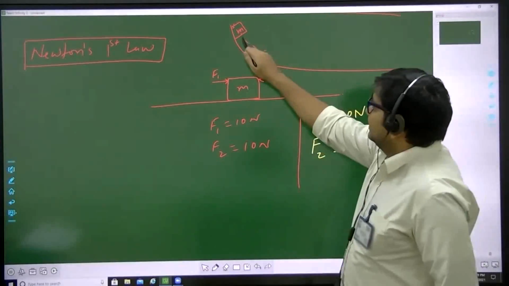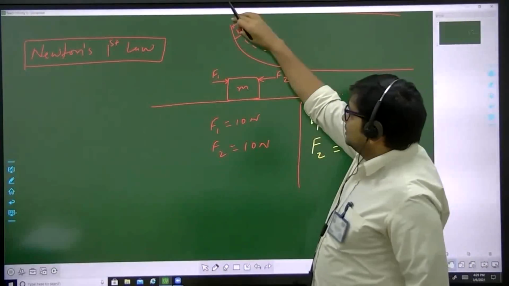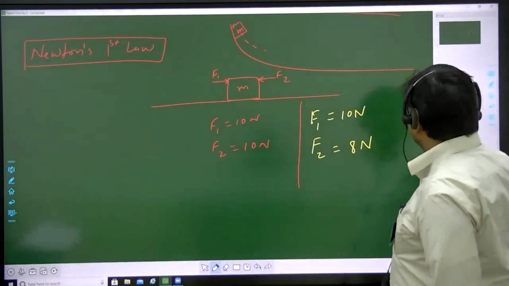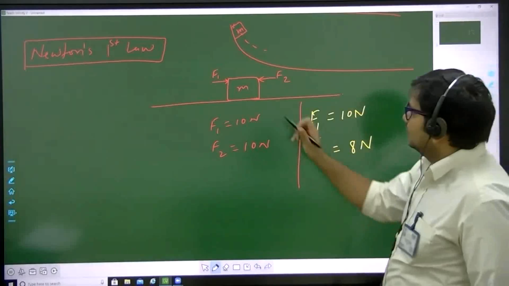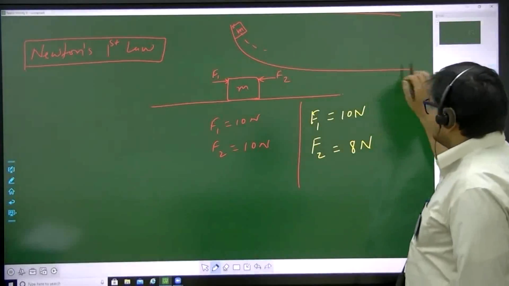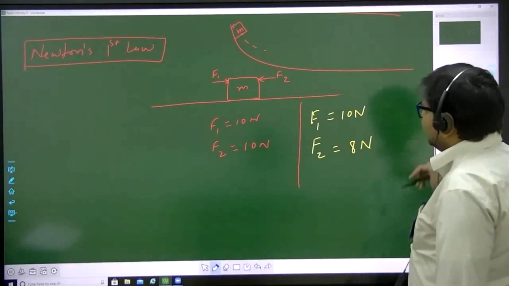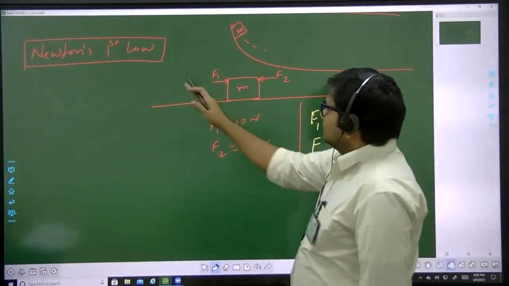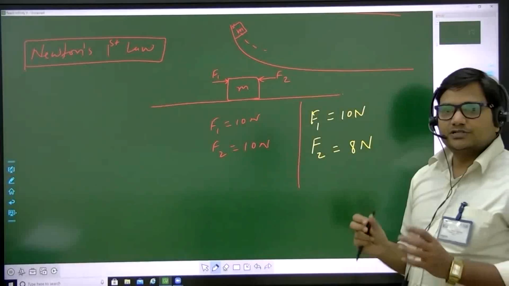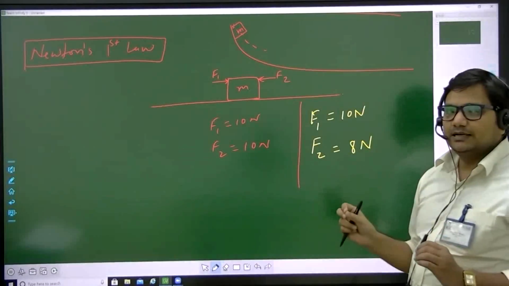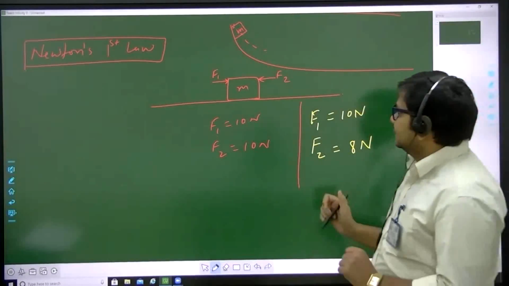As we know, if you drop any object from this point and this surface is perfectly smooth, meaning its coefficient of friction is zero, then this object is never going to stop and it will continue to move. So Newton's first law says that an object continues to be in a state of rest or uniform motion unless acted upon by an unbalanced external force.